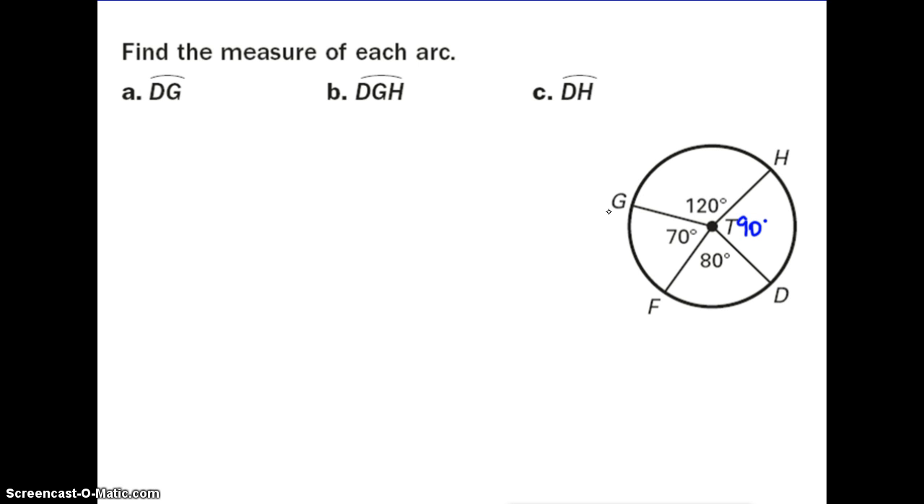That's what the angle should be to make all of these add to 360. Alright, so arc DG. So I start at D and I travel to G in the shortest way possible because it's only 2 letters. So I cross the angle that's 80 degrees and I cross another angle that's 70 degrees. So 70 plus 80 is 150.